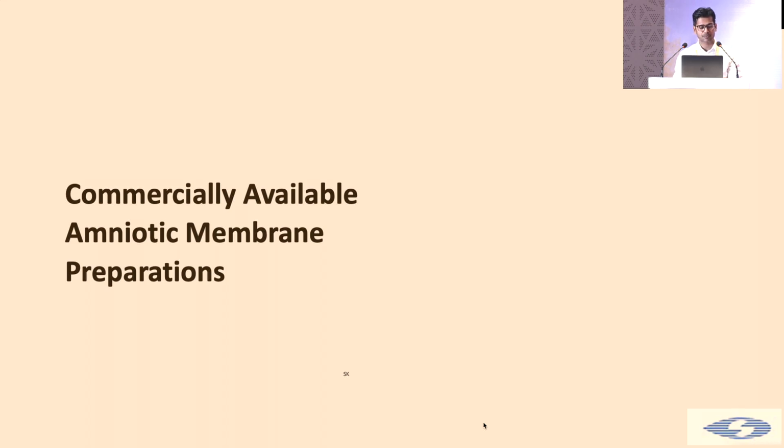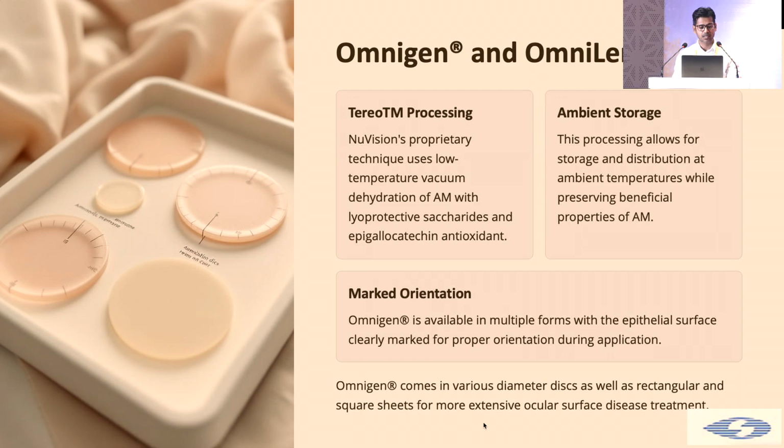Let's look at some of the commercially available amniotic membrane preparations. New Vision makes OmniGen and OmniLens. OmniGen is available in multiple forms with epithelial side up, clearly marked for the proper orientation during the application. And it comes in various diameters according to size and in various shapes, rectangular and square sheets.